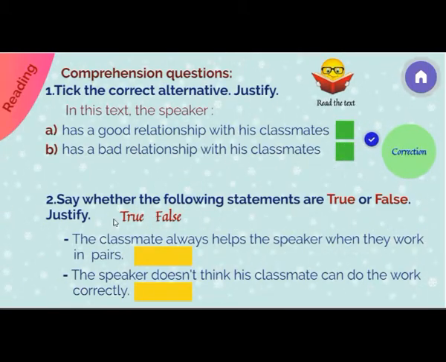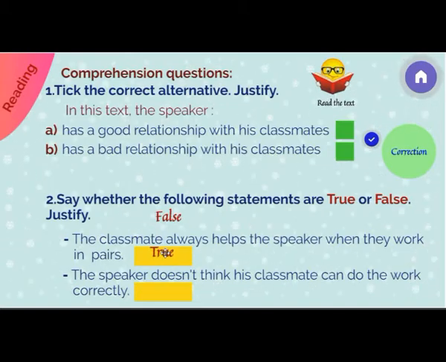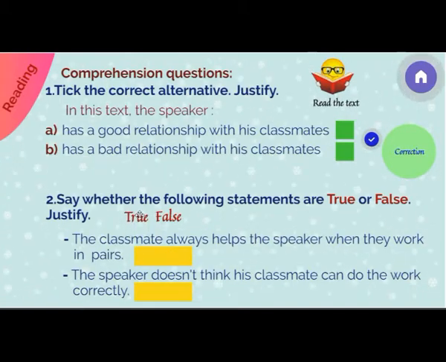Question 2, say whether the following statements are true or false. And of course, as usual, we need to justify. First statement, the classmate always helps the speaker when they work in pairs. You can slide the true or the false here. Statement 2, the speaker doesn't think his classmate can do the work correctly.